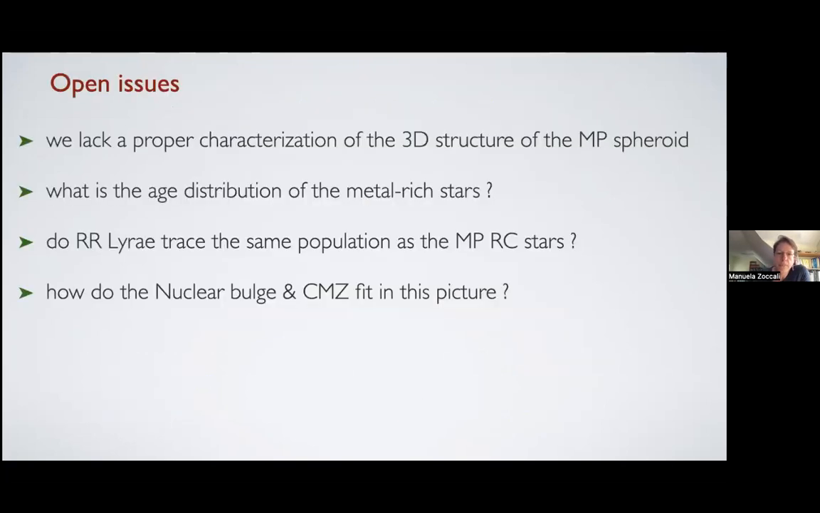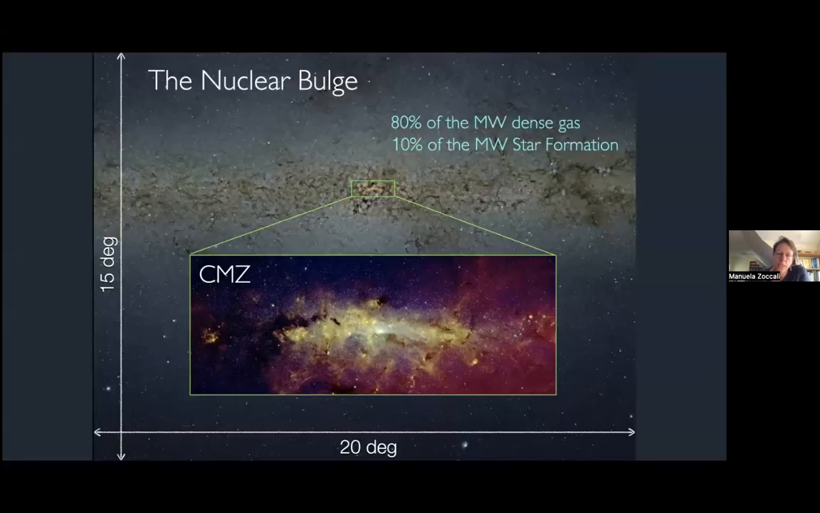And as a very final thing, I would like to mention that another open issue is not a problem, but an entire field: how do the nuclear bulge and central molecular zone fit in this picture? This would deserve a completely separate workshop, but I just want to mention that inside the bulge, there is the nuclear bulge, a pretty dense and massive region that, contrary to the rest of the bulge, includes a lot of interstellar medium. In particular, it includes 80% of the dense gas of the Milky Way.